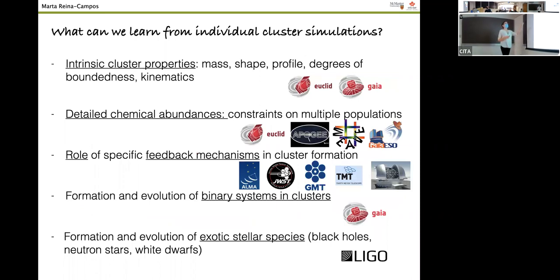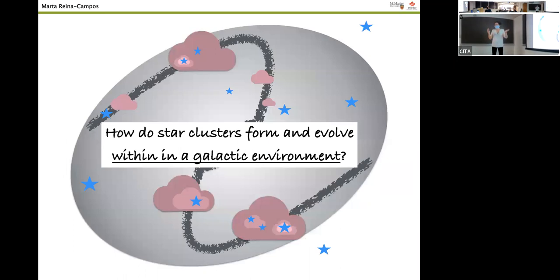Well, we can look at intrinsic cluster properties. We can look at the detailed chemical abundances that these stellar clusters are going to have. We can look at the role of specific feedback mechanisms. We can look at the formation and evolution of binaries in these systems. And we can even look at the formation and evolution of exotic stellar species. And this is really interesting because we can compare each of these types of predictions with either current or upcoming observational facilities. So that's the first scale.